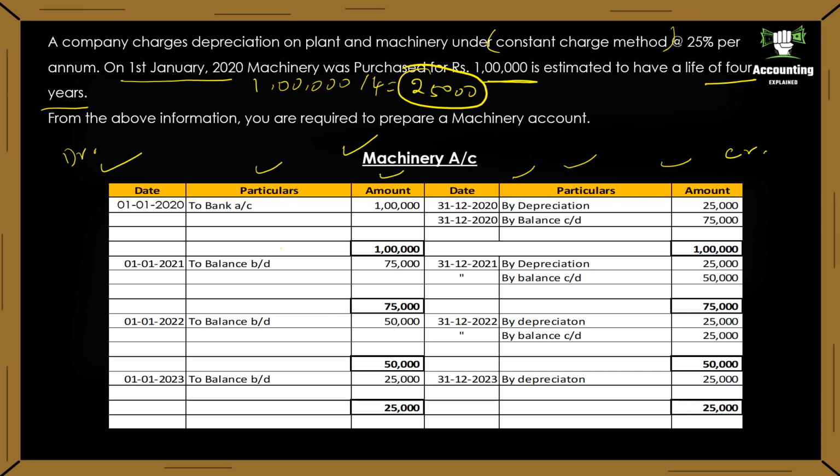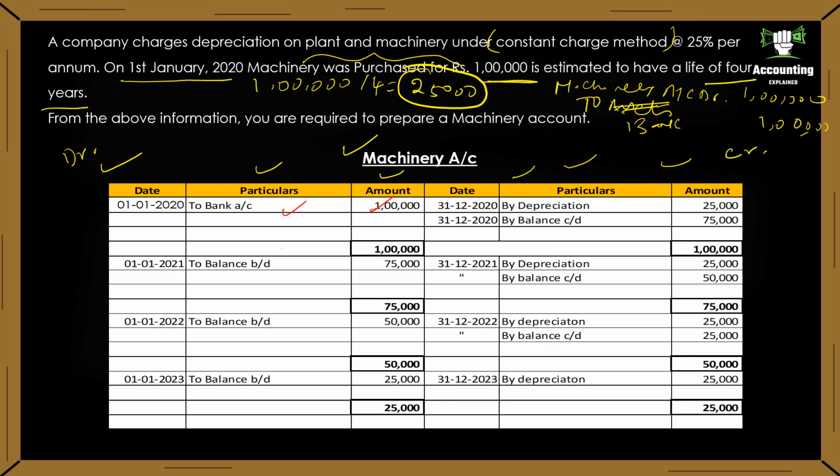Machinery was purchased for 1 lakh. See, when you buy machinery, your machinery value, that is the asset value, increases. So machinery has to be debited by 1 lakh. Again, when you buy the machinery, your bank value decreases. Asset value decreases means it has to be credited, so to bank 1 lakh. So in the machinery account it will be, on 1st January 2020, to bank account 1 lakh.